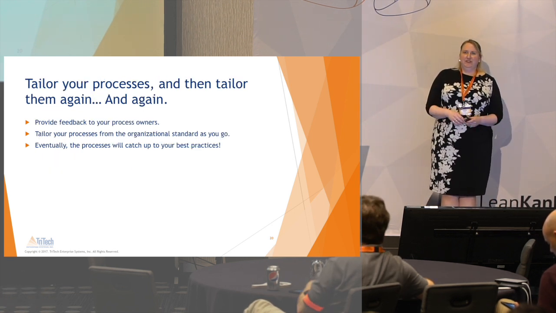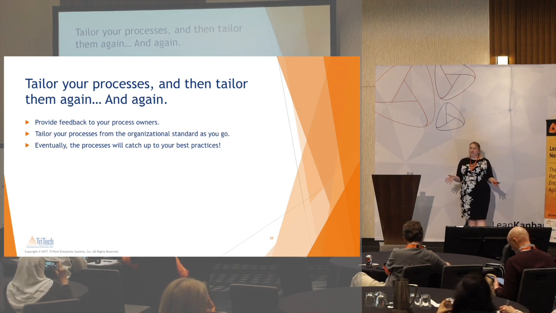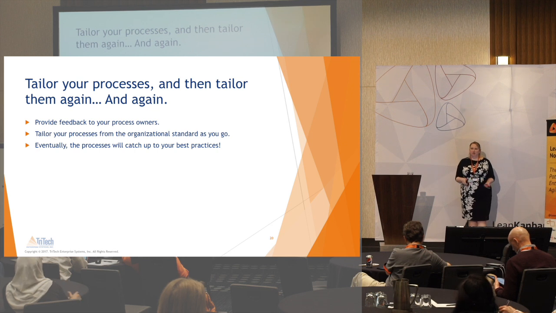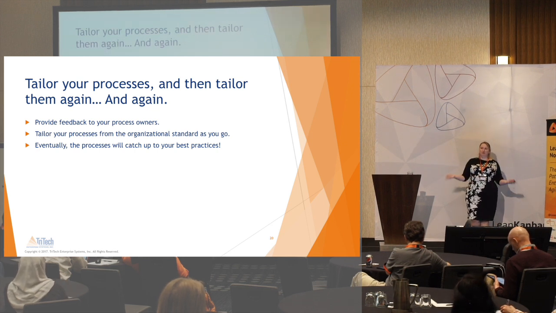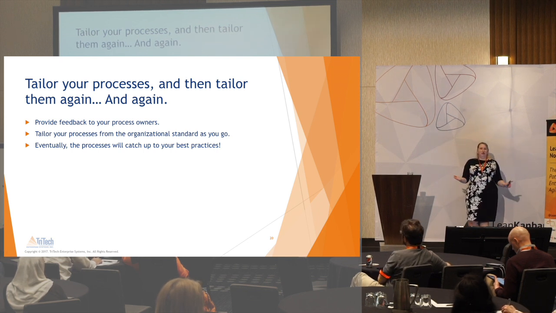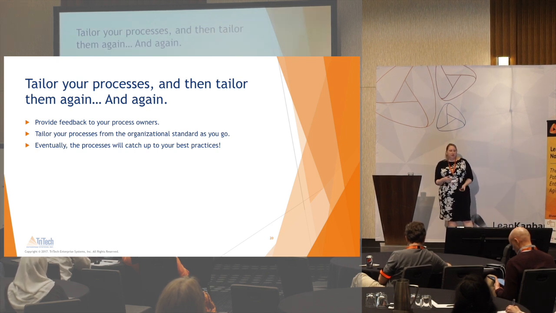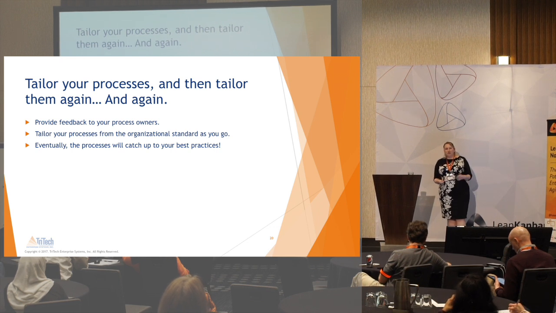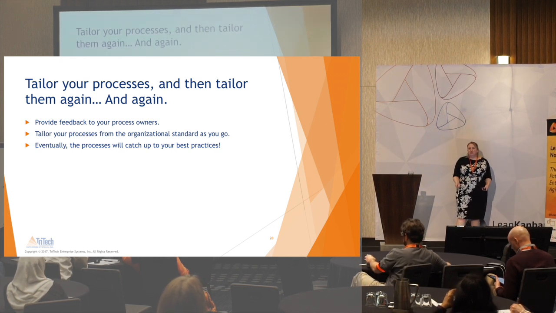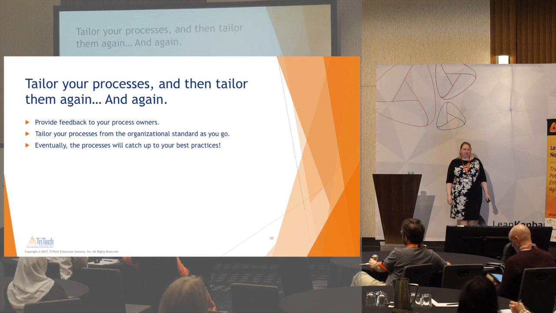Tailoring. Tailoring is taking your prescribed set, your standard set, your organization's way of doing things and making it fit like the perfect pair of pants. You got to get them hemmed. Not everybody can wear the same pants. Well, tailor. Tailor again. Keep going. Provide feedback on what's going well with what you're doing to your process owners. Tailor from there. And then eventually, your processes at the organizational level will catch up to the best practices that you're following and still meet the intent of CMMI.